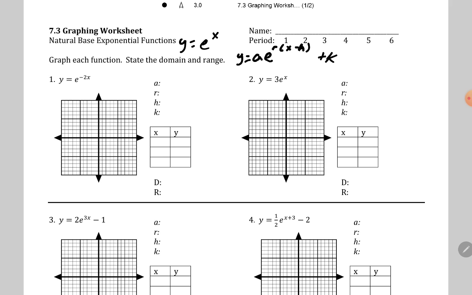Number 1 here, y equals e to the negative 2x. So the first thing you should do is list out all your parts. Your a value in this case is 1. You don't see a value there, so it's 1. R is negative 2. H is not there, so 0, and k is not there, that's 0. And I like to use negative 1, 0, 1 for these.